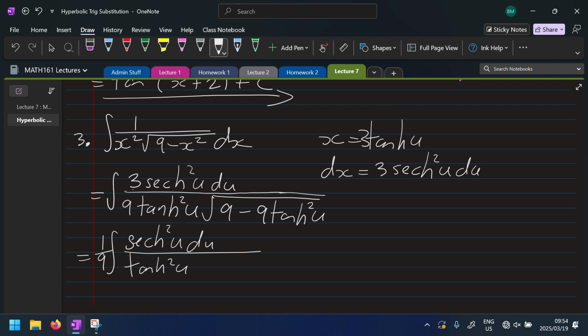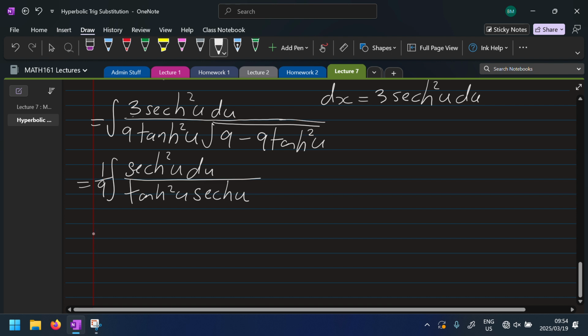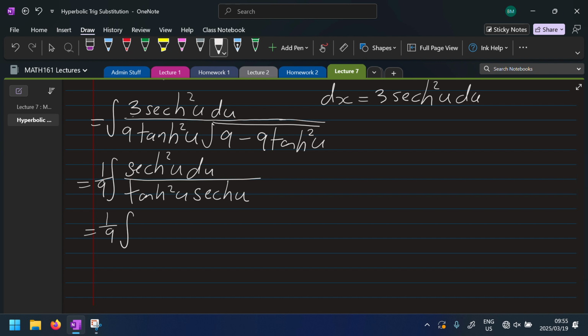Okay, 1 minus tanh squared, that's sech squared. Then we take the root of that, so that's just sech. So that's 1 over 9 integral. Sech squared at the top, sech at the bottom. We can cancel one of those. So we have a sech at the top, and we still have the tanh squared at the bottom.